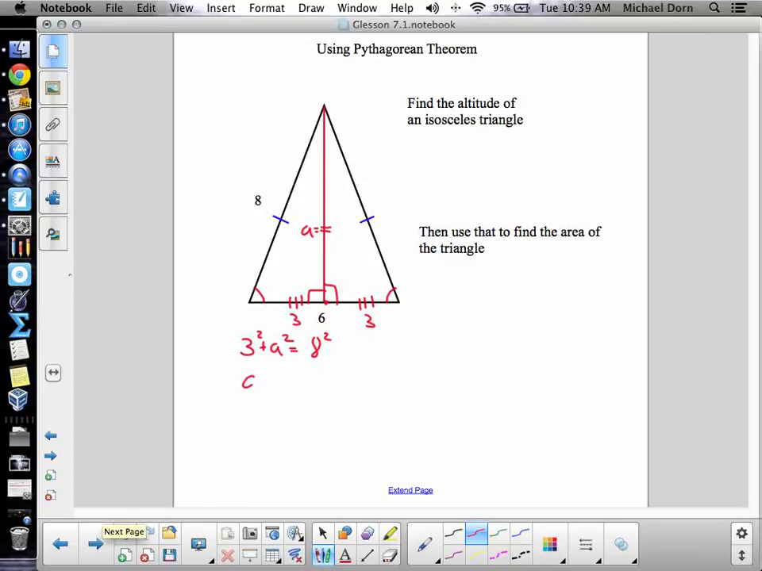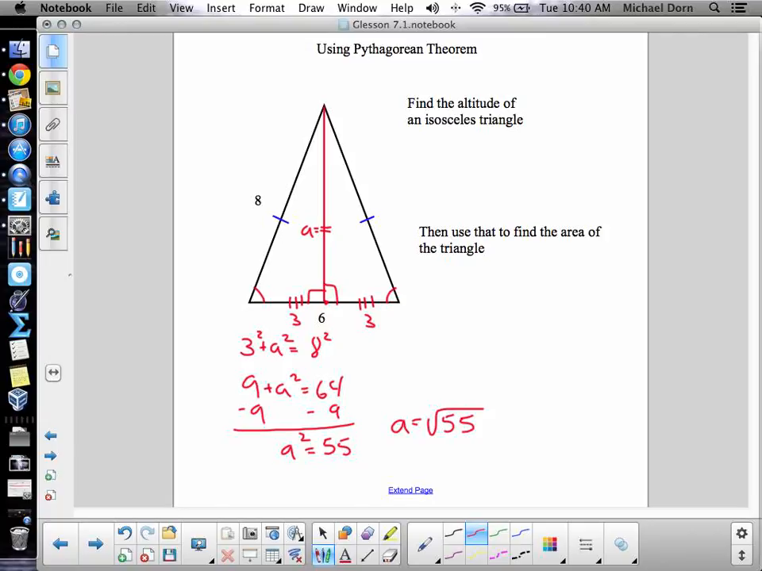So we just solved that out. Subtract the 9. And a squared is 55. So a is the square root of 55. Now, can we simplify the square root of 55? That one doesn't simplify for us. Well, 5 and 11 are factors of 55, absolutely right. But neither of those are perfect squares, so it doesn't help me. So the altitude is root 55.